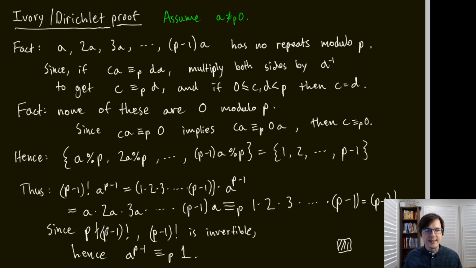Now here's the observation that makes this then all actually go somewhere. Notice that p does not divide (p minus 1) factorial. And that's because p is bigger than p minus 1. So (p minus 1) factorial just doesn't have p as a prime factor, or a prime divisor. So that means that it's invertible mod p.